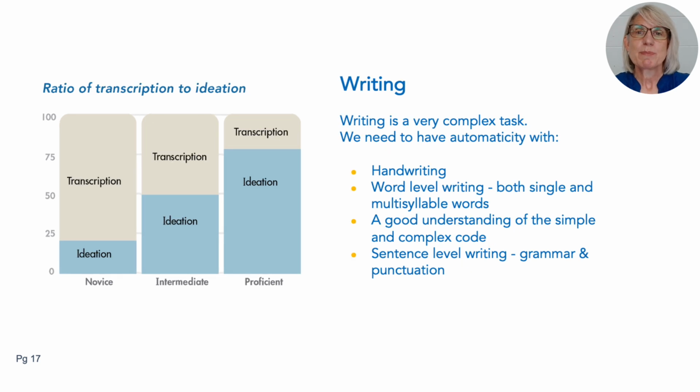Here we see the balance between transcription and ideation for writers, from novice to proficient. Transcription is putting ideas into written form, so it includes handwriting, spelling, punctuation and grammar. Ideation, on the other hand, is generating and organising ideas, so deciding what to write. Writing is a very complex task. For novice writers, the main focus is on automatic transcription, so that mental energy can later be spent on ideation. At the novice stage, the teacher acts as the expert, modelling the writing process using strategies like think-alouds.